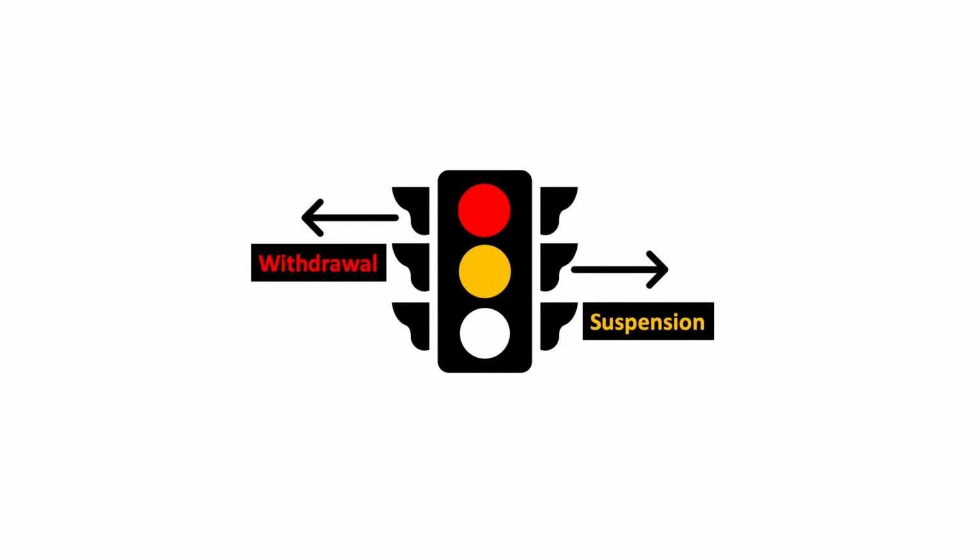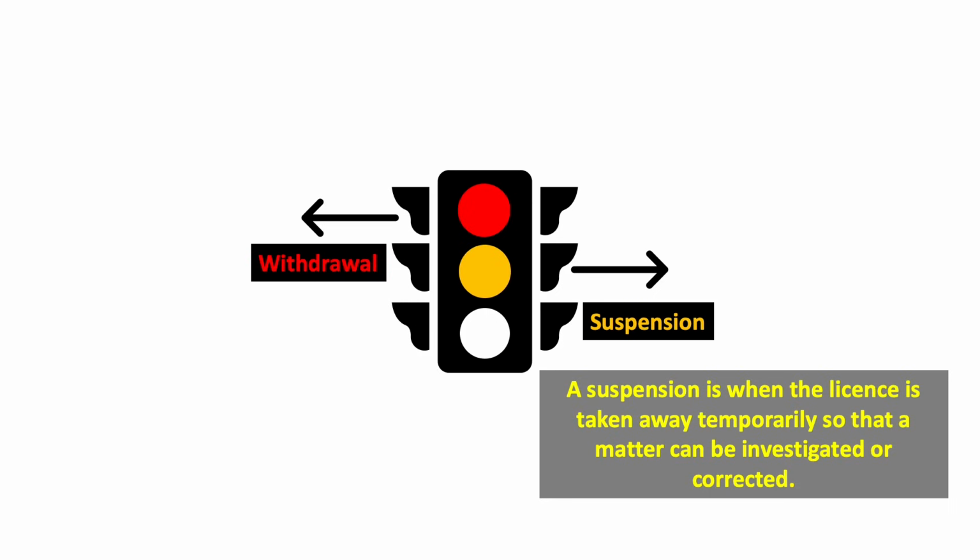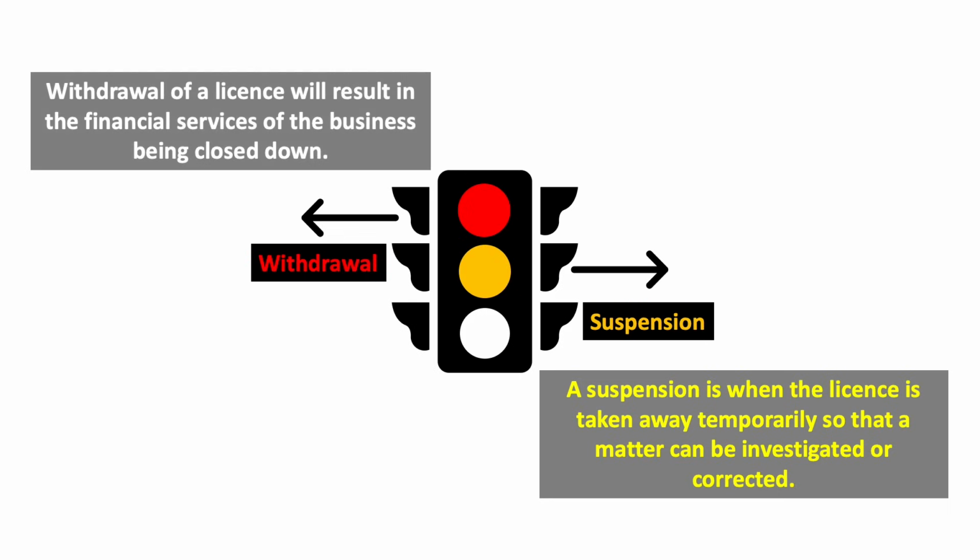So, what exactly is the difference between a suspension and a withdrawal? A suspension is when the license is taken away temporarily so that non-compliance issues can be investigated or corrected. A withdrawal, on the other hand, is when the non-compliance issues are so serious that an FSP's license is taken away and the business needs to close and is prohibited from rendering any financial services. A withdrawal is that serious.